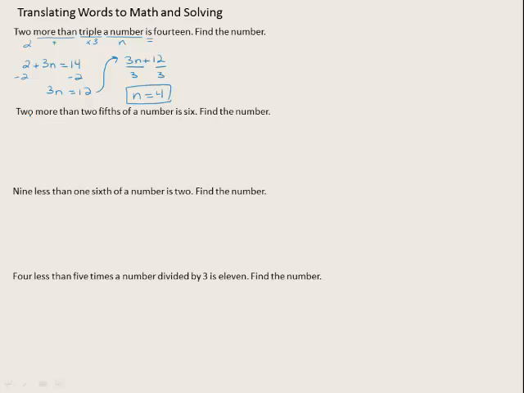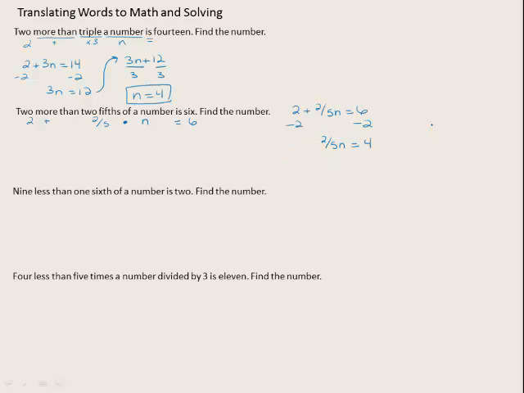The next example I have is 2 more than 2/5 of a number is 6. Okay, 2 more than, that's going to be 2 plus 2/5, which is a fraction. "Of" means to multiply. We'll use n for a number, and "is" is 6. I can put this together exactly as it stands: 2 plus 2/5 n equals 6. I subtract 2 from both sides. 2/5 n is equal to 4.